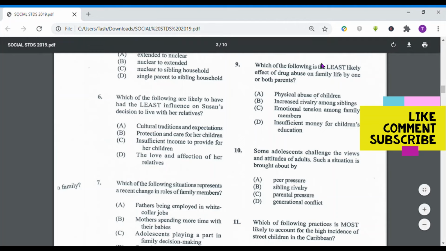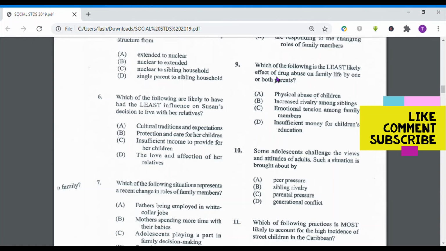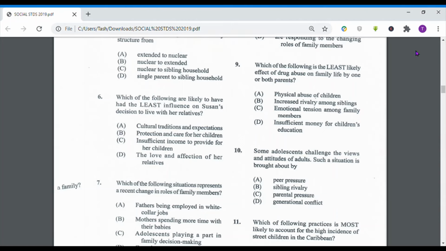The question said which one is least likely to have an effect on the family when the parents or parent is on drugs. Normally, if there's a situation like that, the children normally stay close together, so there would have been little chance of increased rivalry among the siblings. So for number 9, your answer is letter B.